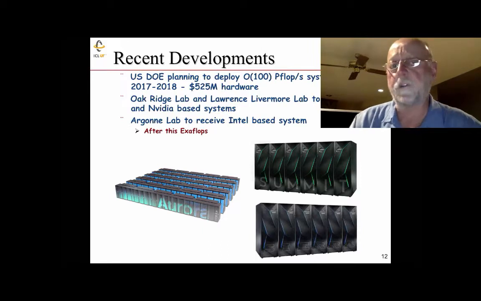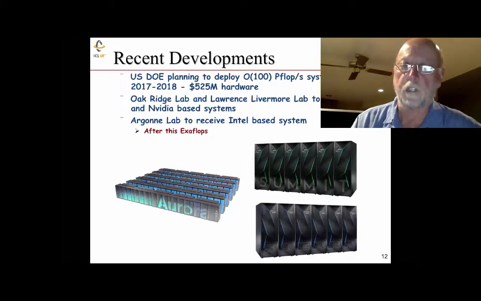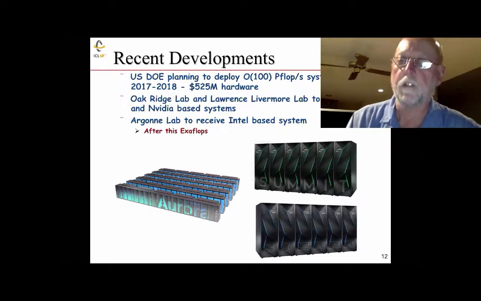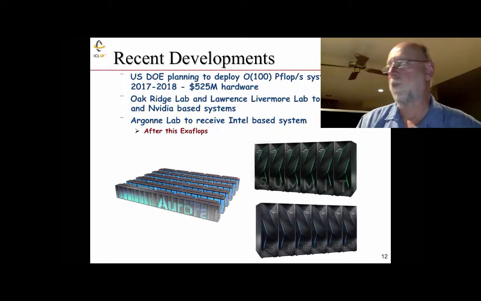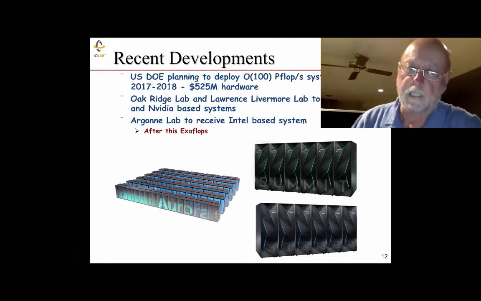So they're planning on 3 systems. They're planning on a system at Oak Ridge National Laboratory, one at Lawrence Livermore National Laboratory, and one at Argonne National Laboratory. The Oak Ridge and the Livermore machine will be based on a design from IBM and NVIDIA. So they're going to use an accelerator from NVIDIA, and they're going to use a processor from IBM. In this case, it'll be the Power 9 architecture together with NVIDIA's future generation accelerator.